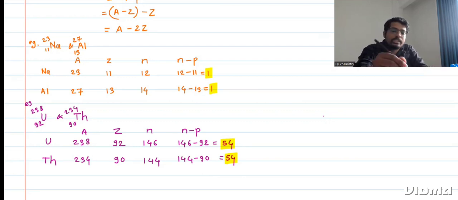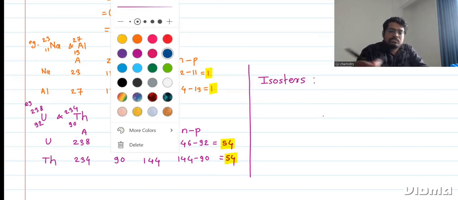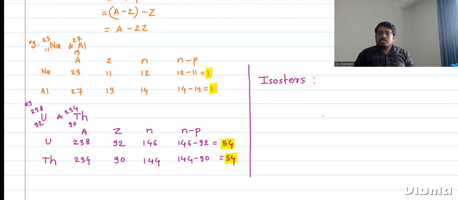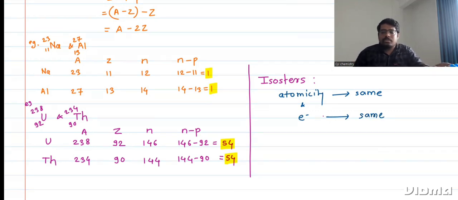Now the next terminology is isosters. Isosters mean what? The species with the same number of atoms, that is, atomicity is the same, and the number of electrons is the same. Atomicity is the same and the number of electrons is the same, right?